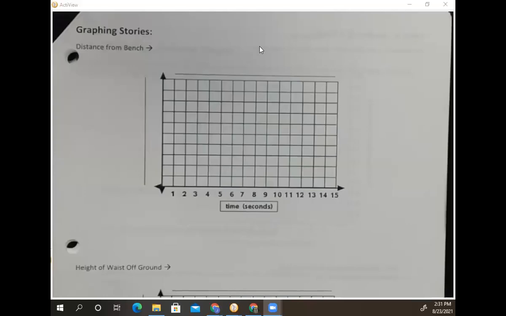Okay, you guys, we're going to go ahead and get started for today. If you would for me, please open up your notes packet to page 11. We're on page 11 today.